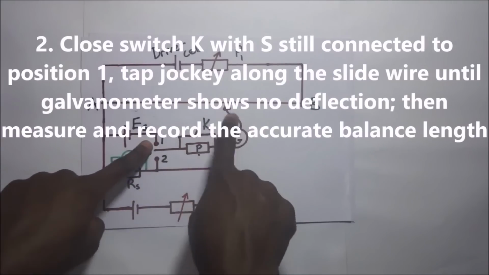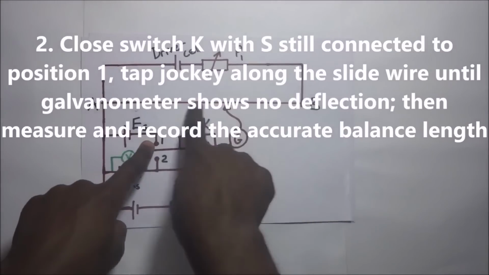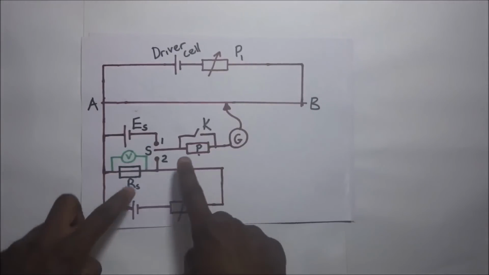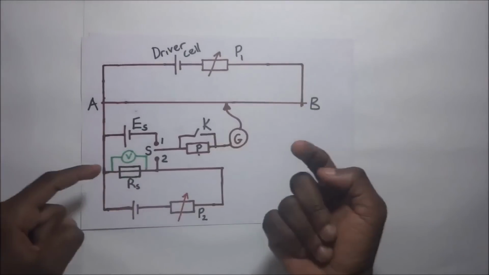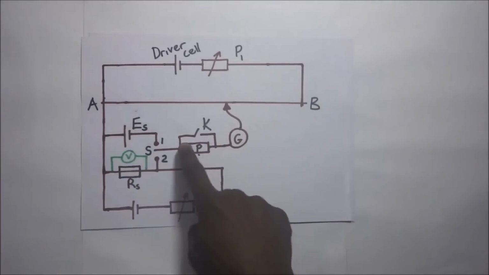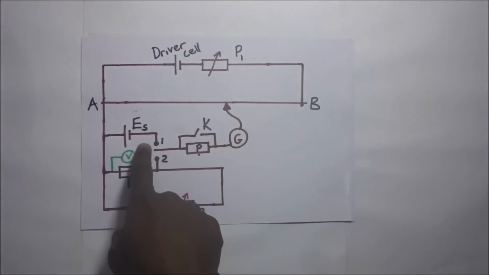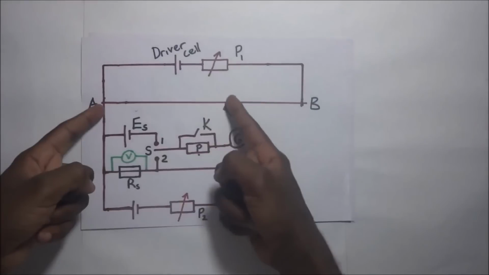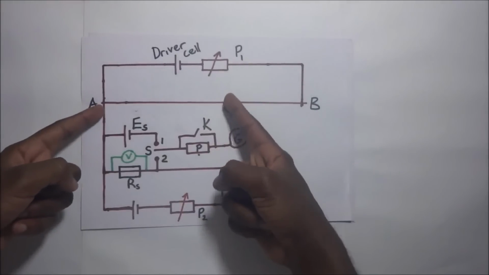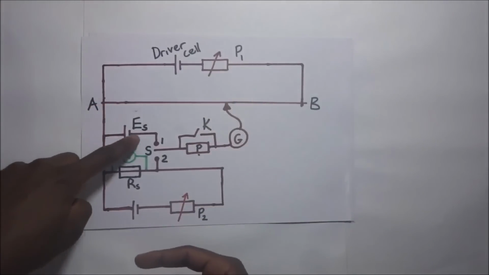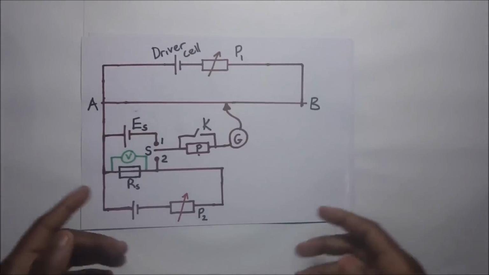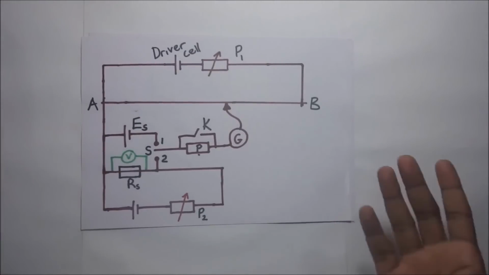We bypass it, and then we get the actual balance point while S is still at position 1. When you get the balance point, with K closed and S on position 1, we know that the potential difference across that balance length will be equal to the potential difference across this standard cell. And that will give us our first equation.